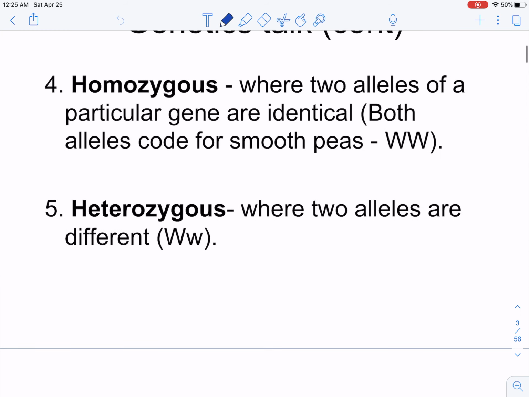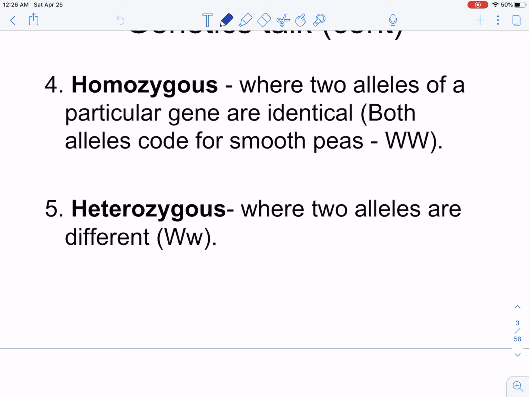An organism that is homozygous for a particular trait has 2 alleles that are identical. In this example, both alleles code for smooth peas. And this could be a dominant or a recessive trait. It just means the alleles are very similar. So we call those homozygous.